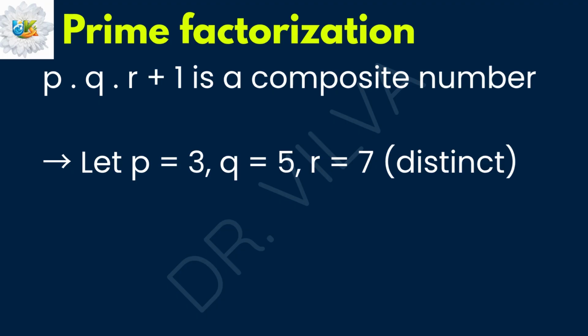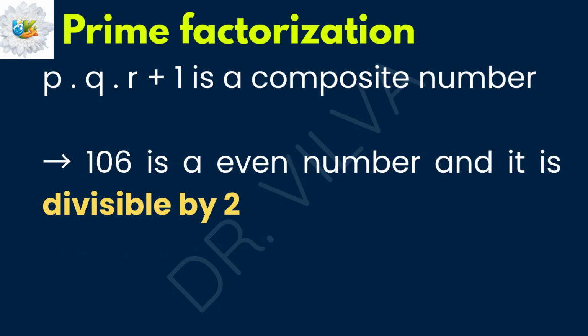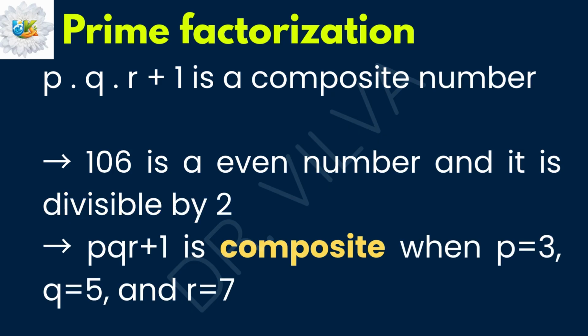My solution is, if P is 3, Q is 5 and R is 7, calculate PQR plus 1, that is 3 times 5 times 7, which is 105, plus 1. Final answer is 106. Since 106 ends in an even number, it is easily divisible by 2. Since it has factors other than 1 and itself, 106 is a composite number.